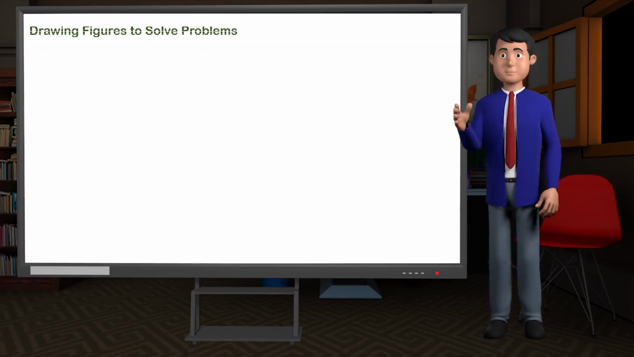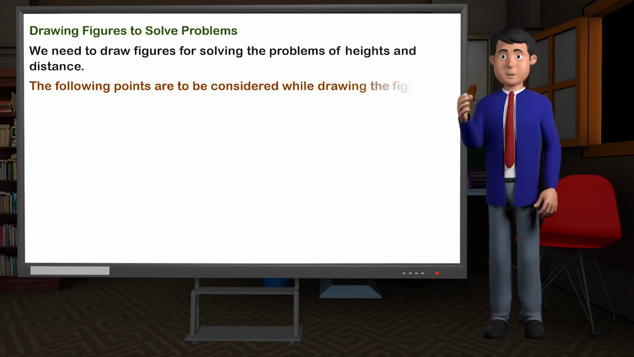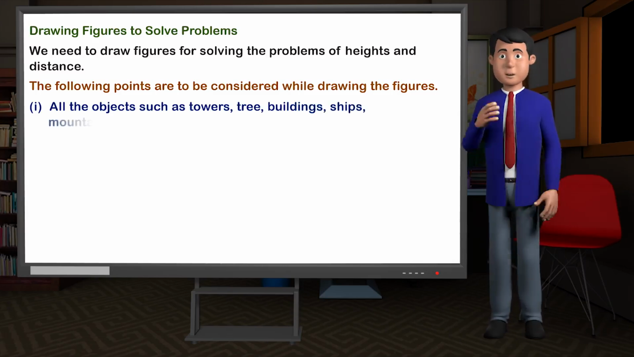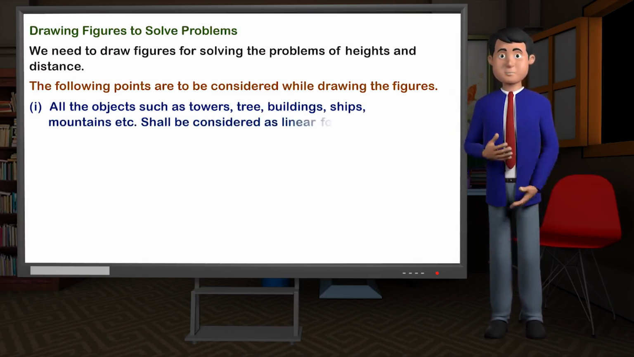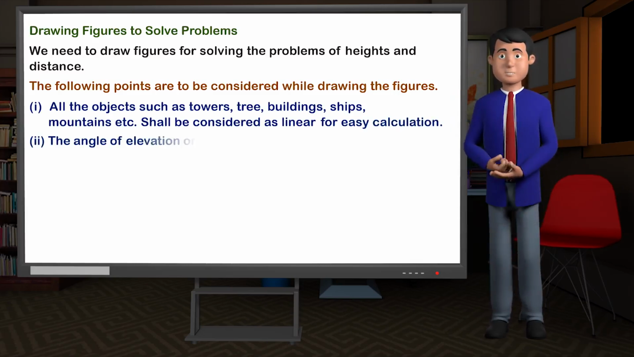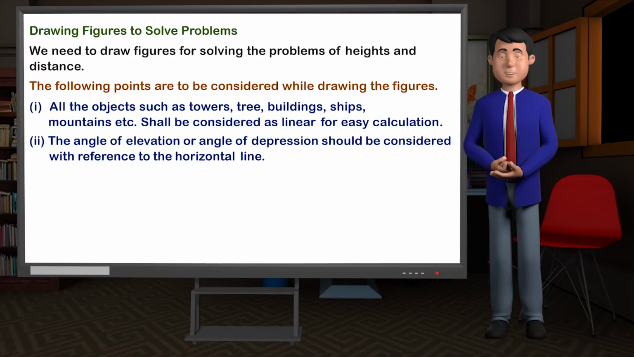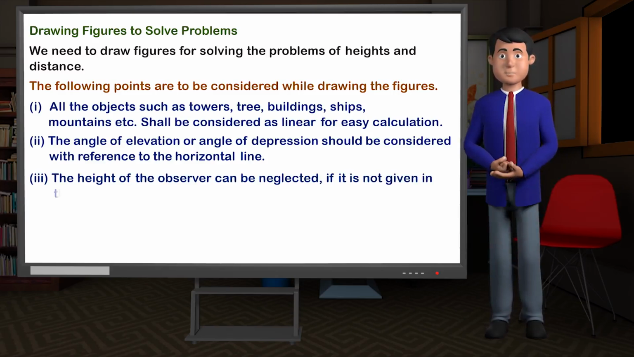Drawing figures to solve problems. We need to draw figures for solving the problems of height and distance. The following points are to be considered while drawing the figures. All the objects such as towers, trees, buildings, ships, mountains, etc. shall be considered as linear for easy calculation. The angle of elevation or angle of depression should be considered with reference to the horizontal line. The height of the observer can be neglected if it is not given in the question.